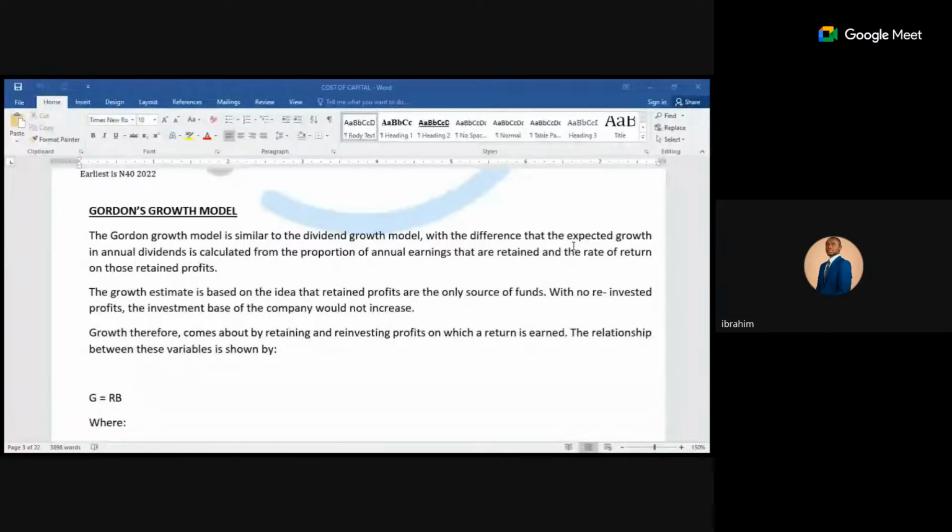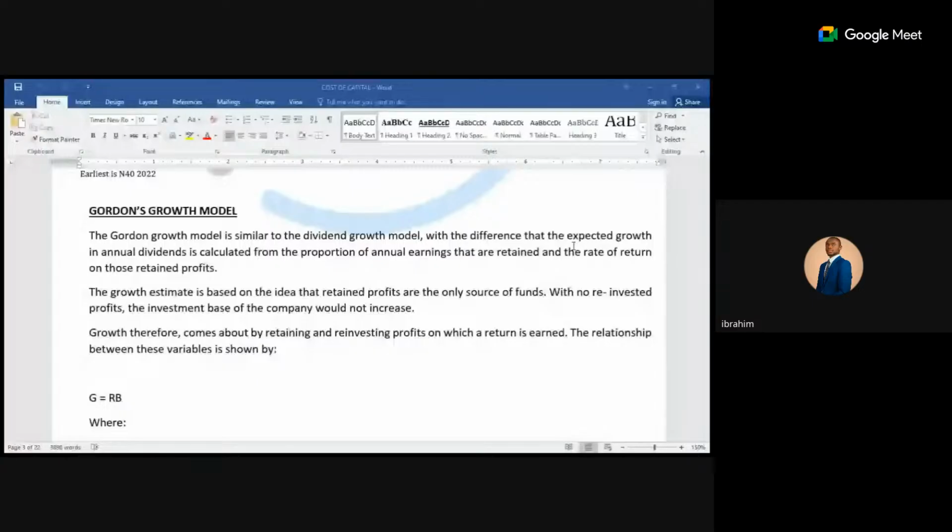Class, when there is a dividend with growth, there is a formula for that, which is KE equals D1 divided by the market value ex div. I say if it is ex div, it means that the dividend has been paid. When they said they have paid this dividend, definitely you will have a market value ex div.